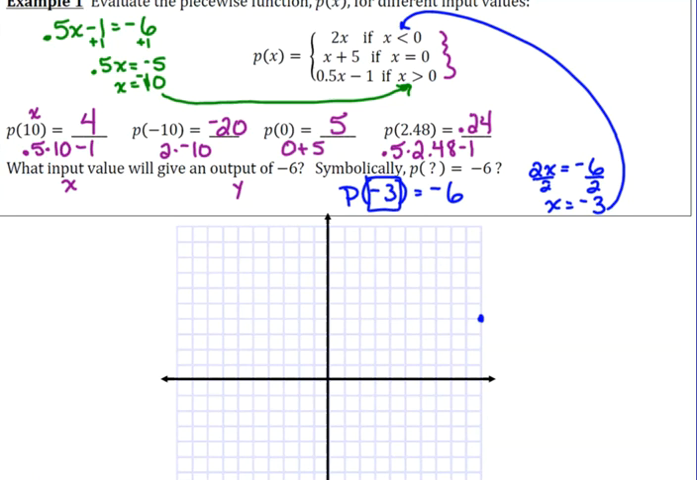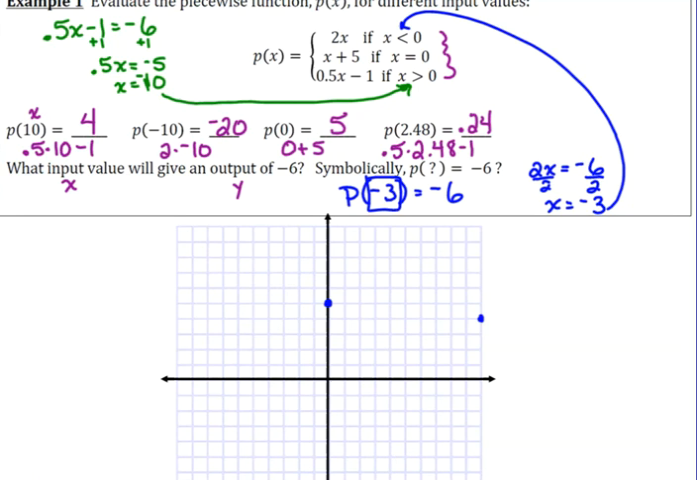So positive 10, positive 4 was a point. Negative 10, negative 20, well, that's not going to fit on my graph. It might fit on yours, but it's not going to fit on mine, so I'm just going to leave that one off. 0, 5, that was a point. 1, 2, 3, 4, 5, so I'm going to plot that on there.